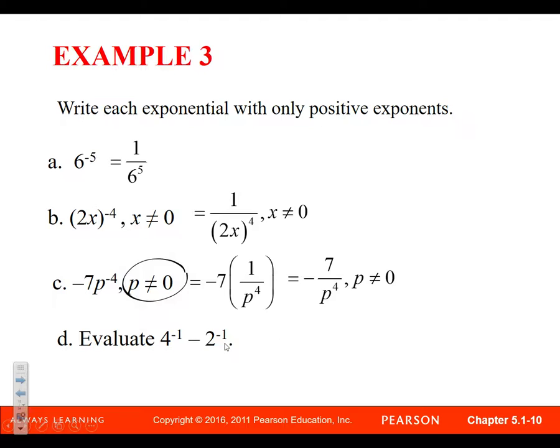Anybody have this already? Is it 1/2? Is it 1/4 minus 1? So what would it be? 1/4, right? Minus 1/2. So if I have a quarter and I take away a half, I'm left with a negative quarter. Okay? Remember, you can't combine those unless you have a common denominator.